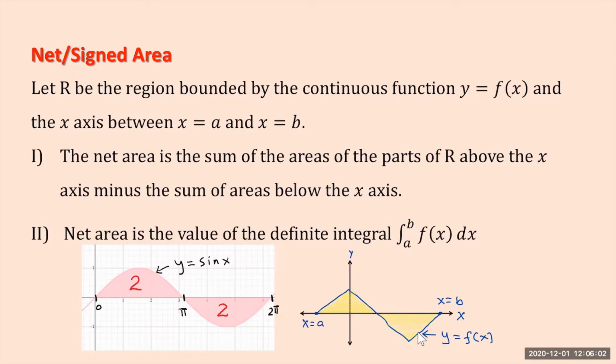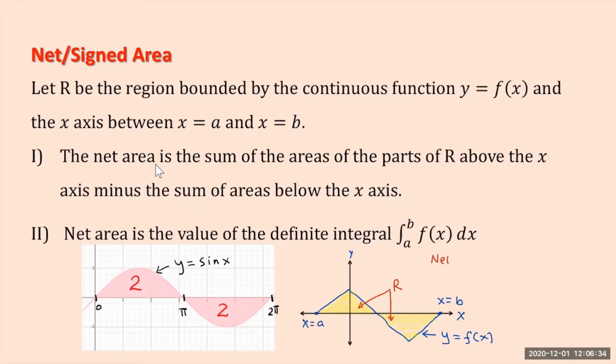And if I want to find the total area, this total area is considered as R. So suppose I'm labeling that area as R. If I add all these areas, that is equal to R. So R is the region bounded by the continuous function y equals f of x and the x-axis between x equals a and x equals b. Now there are two things that you need to know here. The first one is called the net area.